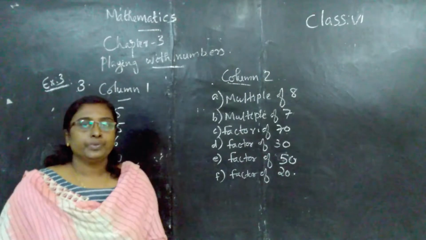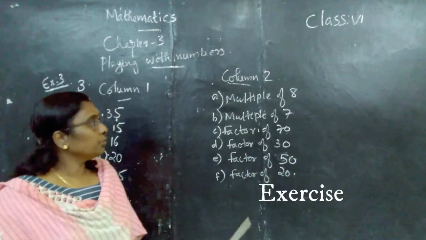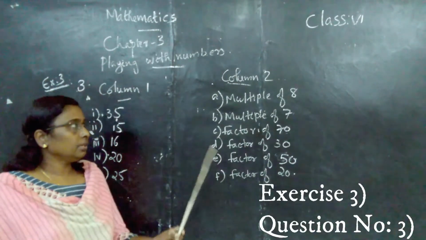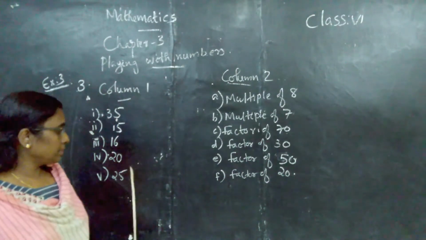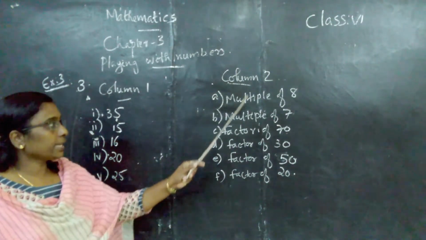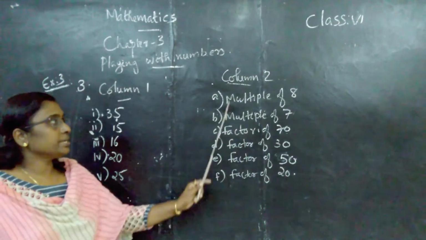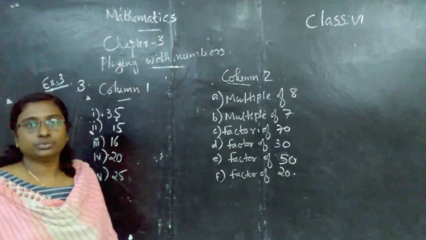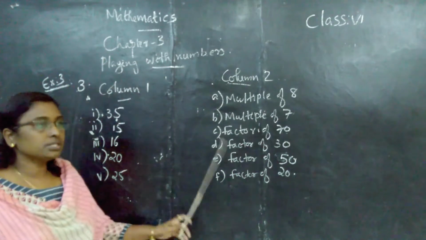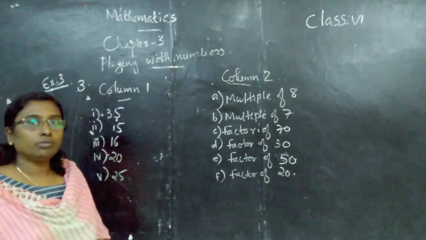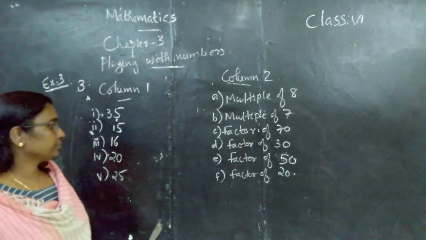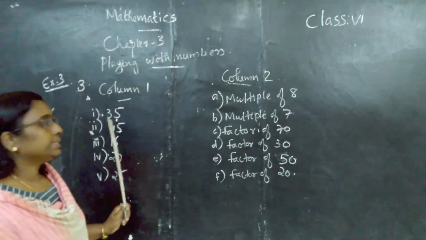Okay. The third question is match the following. Here 2 columns are given. In the first column some numbers are given and in the second column some statements about multiples and factors are given. Match the following. Okay, match column 1 and column 2. First number is 35.